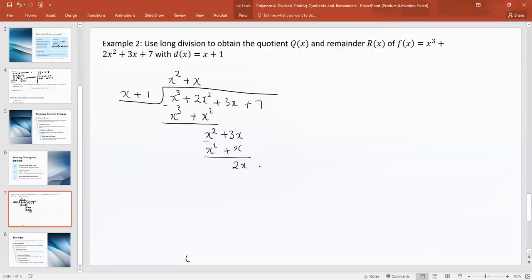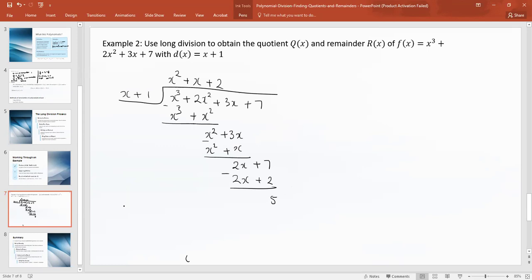Now we bring down the next term, which is 7. You ask again the question, what do you have to multiply x with to obtain 2x? Definitely it is plus 2, right? So you're going to say 2 times x to obtain 2x, and after that you multiply 2 times 1 to obtain 2. You subtract: 2x minus 2x is 0. You just ignore it. So 7 minus 2, you're going to have 5. You stop there because there are no longer terms here. And also, the power of x here is 0. It is less than the power of x here, which is 1. So we can stop there.